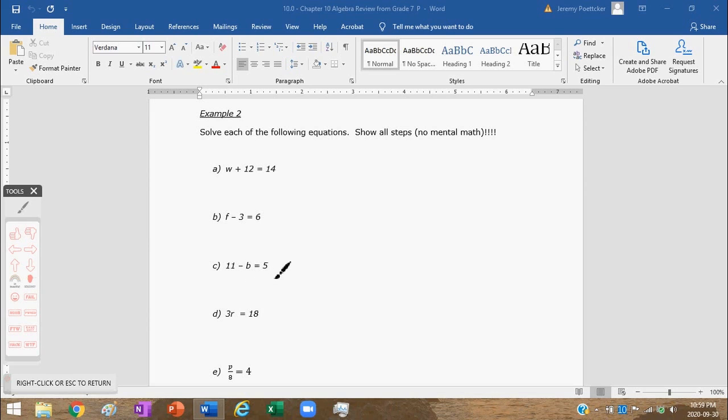11 minus b equals 5. Well, I'm subtracting b. Now, I can do a couple different things here. Probably the easiest thing, though, is we can move the b to the other side and make it positive. That's going to save me working with negative numbers. I can do this 2 ways. So let me show you the first way by moving b to the other side. I'm going to add b to both sides.